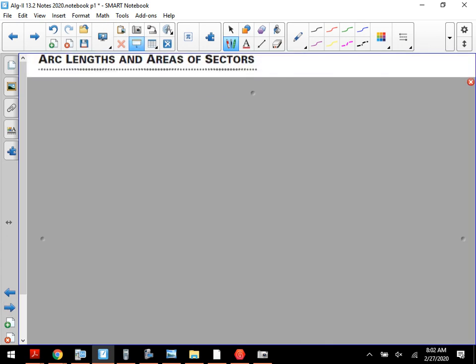Area, arc lengths and areas. This is that last little bit. This is also a quick little tie-in to some of the things that you guys did last year. You guys already did this last year. You just didn't know you did it. You did arc length. I don't remember how to do it.